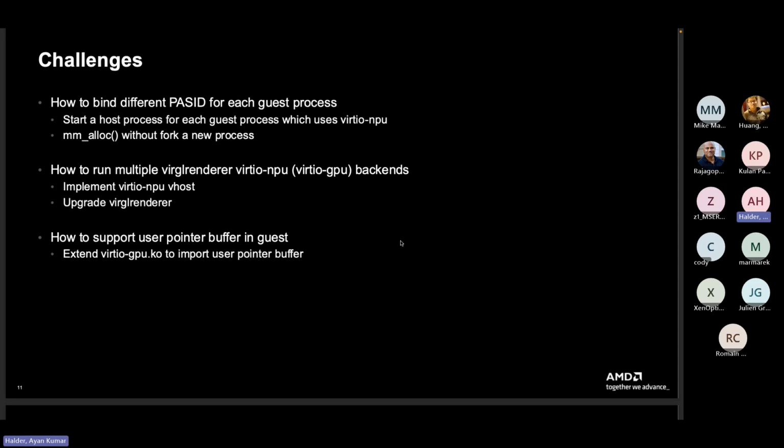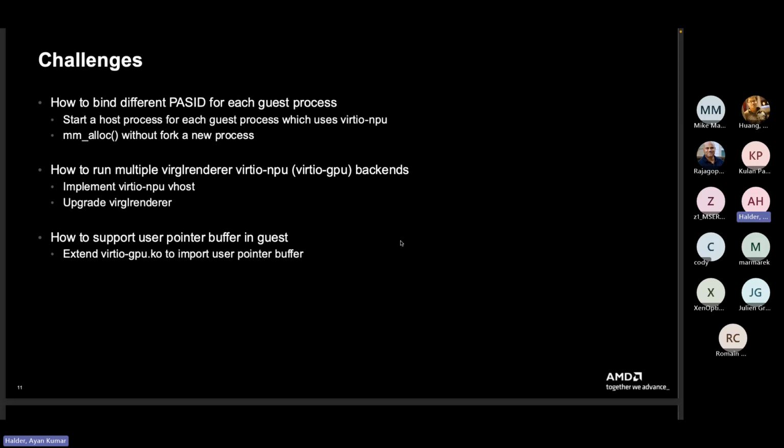Okay, so that means with the current VirGL renderer implementation, if you want to export the GPU and NPU at the same time to the same VM, it doesn't work. So one thought is that instead of having both backends in the same QEMU process, we can implement a vhost for the VirGL NPU. Then you have two backend processes. Another thought is that maybe we can upgrade the VirGL renderer itself to support multiple backends inside the same process.